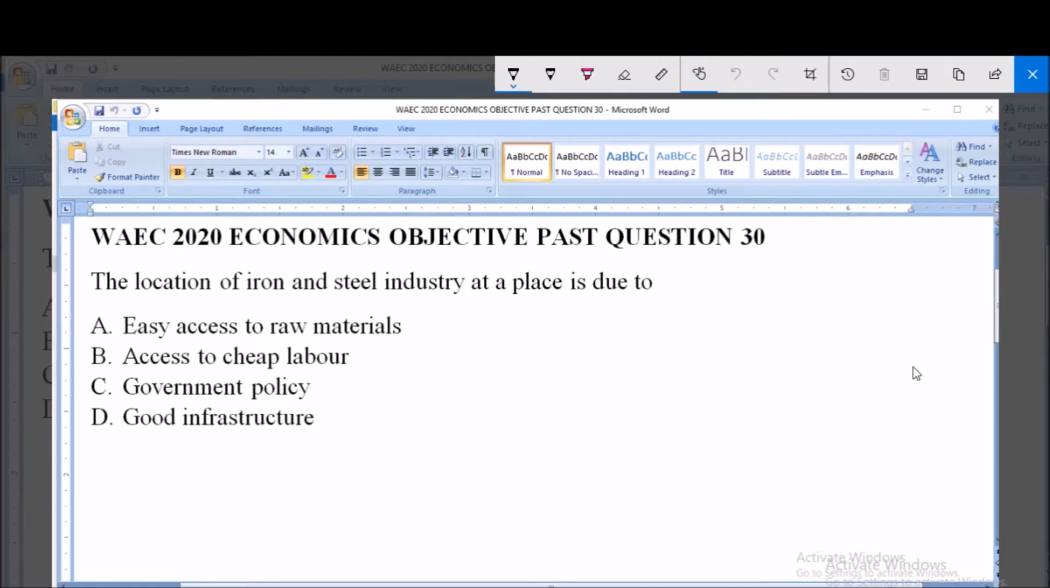The location of iron and steel industry at a place is due to A. Easy access to raw materials, B. Access to cheap labor, C. Government policy, D. Good infrastructure.